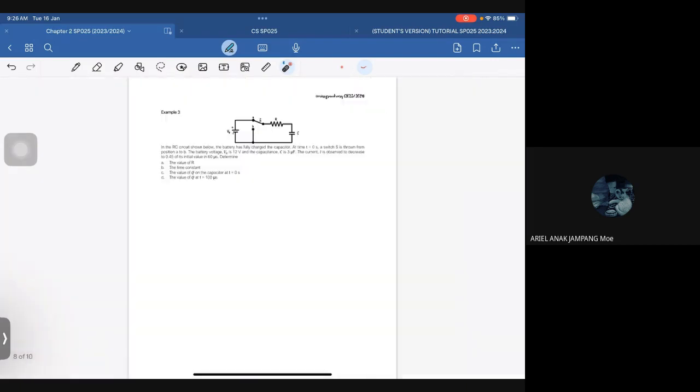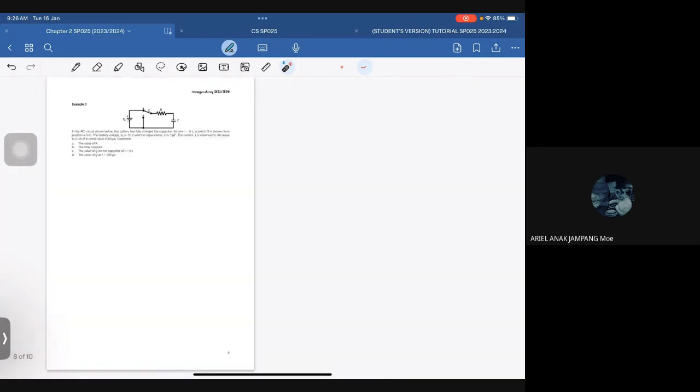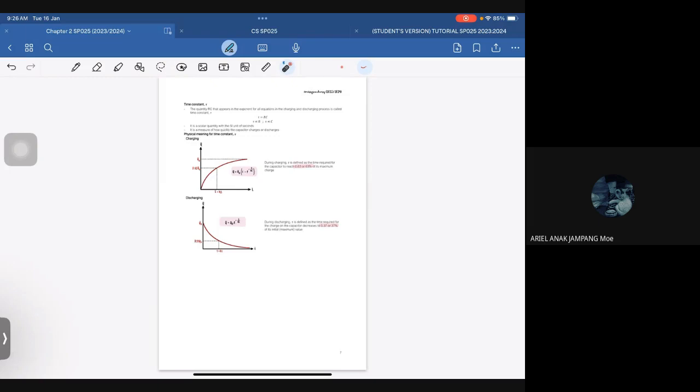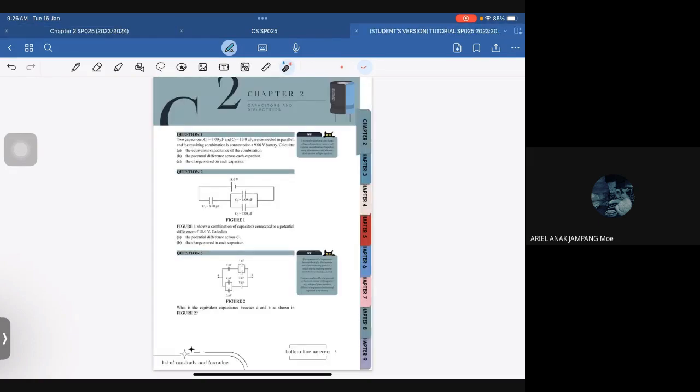Alright, next. Itu saja untuk 2.1 and 2.2. 2.3 kita masuk second hour nanti lah. Alright, so sekarang kita try tengok soalan tutorial.